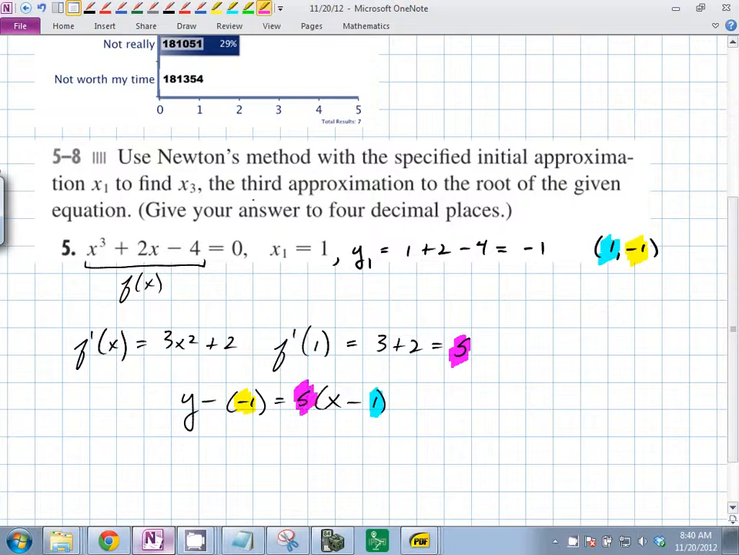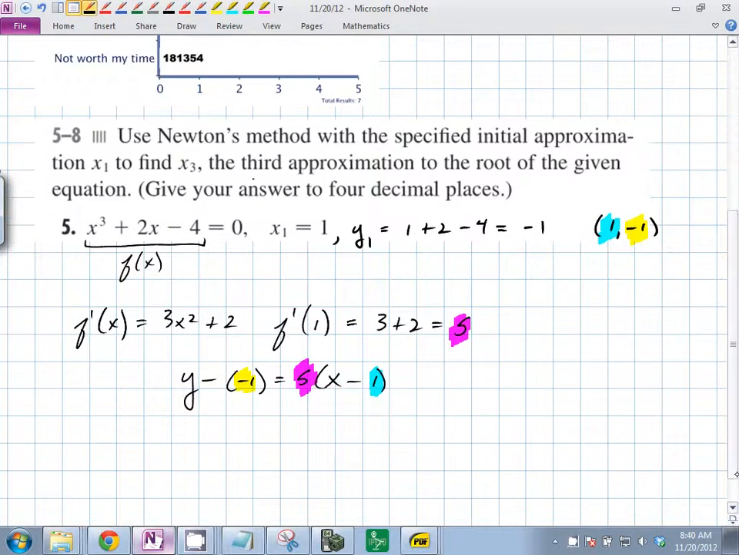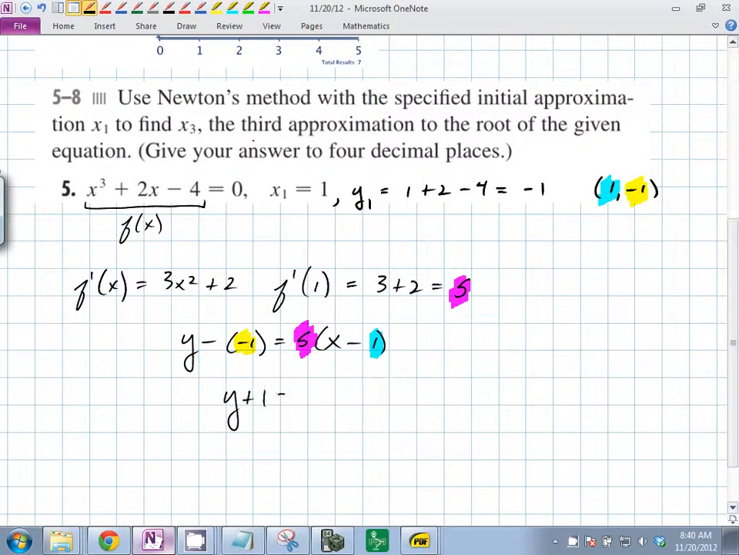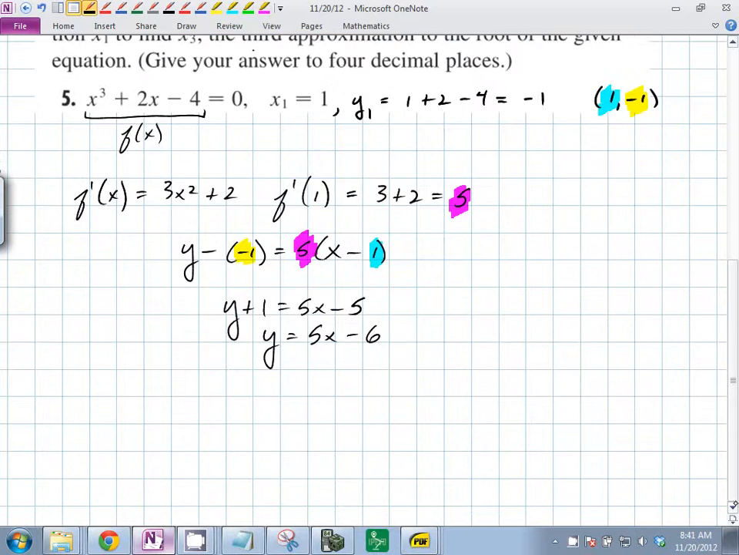Are we okay with that? What form is that in? Is that in slope-intercept form? Point-slope form. Thank you. Very good. So let's isolate y. y plus 1 is equal to 5x minus 5. So y is equal to 5x minus what? 6. Okay. So that's the tangent line.